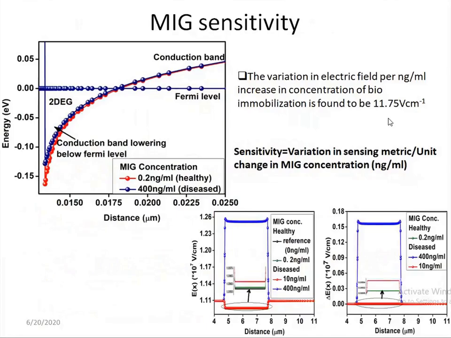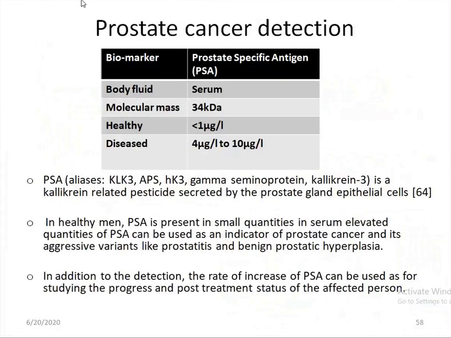This is the MIG sensitivity, and this is the interface of the device. MIG is a negatively charged biomarker. As MIG gets immobilized on the device channel surface, the 2DEG bends up, that is, the 2DEG density decreases, so the device drain current decreases when this biomarker is introduced. So the quantity of this negatively charged biomarker can be evaluated by the effective decrease in the drain current of the device.